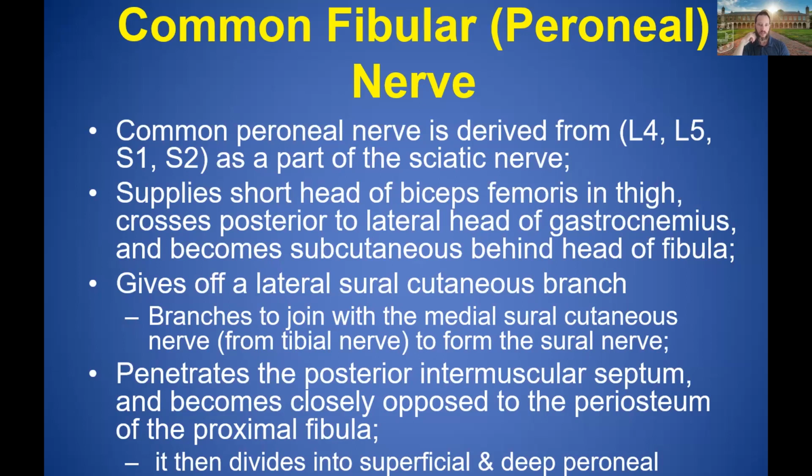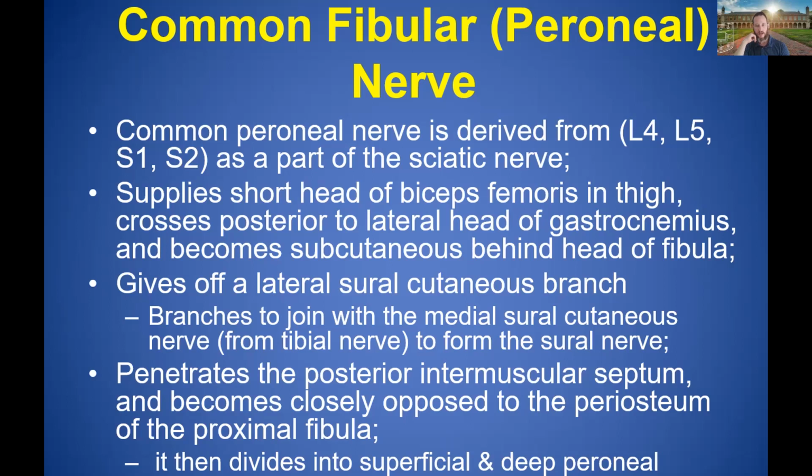It crosses posterior to the lateral head of the gastrocnemius and becomes more superficial and subcutaneous behind the head of the fibula. At this level, in the distal or mid portion of the popliteal fossa, it is the easiest to visualize. It gives off at around this level the branch to the lateral sural cutaneous nerve, which provides sensation to the proximal aspect of the calf at the posterior and slightly anterior space on the lateral side.